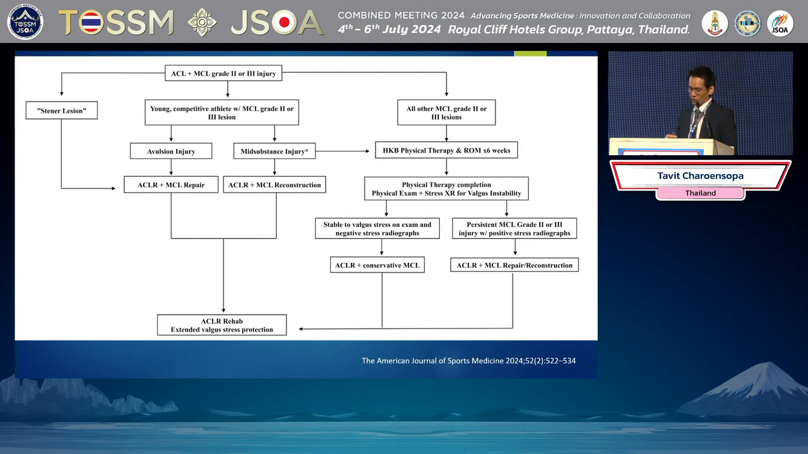In grade 3, for all patients who have grade 3 MCL injury, you can go conservative first with a hinge knee brace, then reassess again. If you still have the valgus instability, the MCL reconstruction should be done.